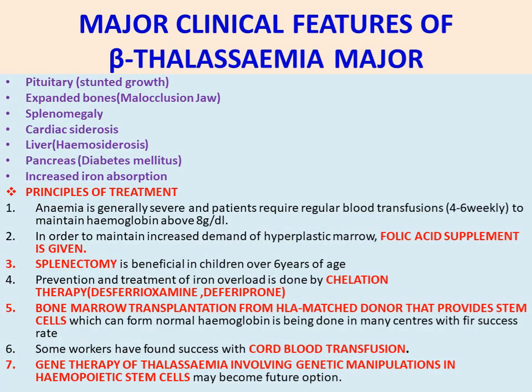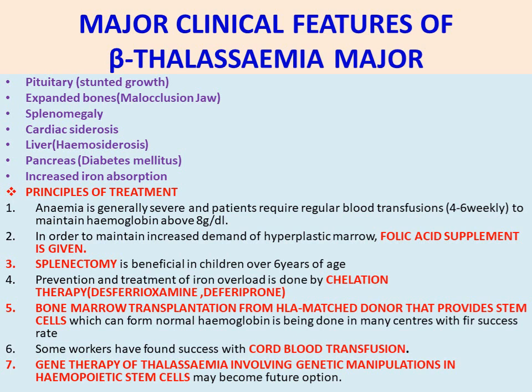Next, major clinical features of beta thalassemia major. So we are going specifically to beta thalassemia major. Symptoms: pituitary gland, stunted growth, expanded bones, malocclusion of jaw, splenomegaly, cardiac siderosis, in the liver hemosiderosis, pancreas diabetes mellitus, increased iron absorption. So these are all the clinical features observed in a patient of beta thalassemia major.